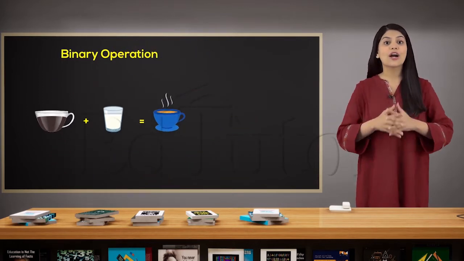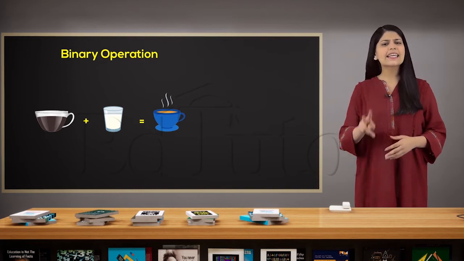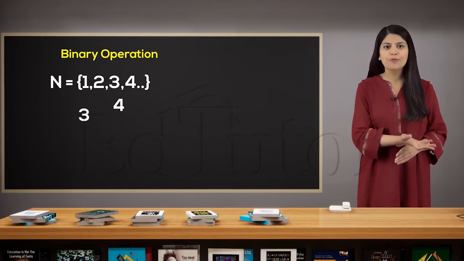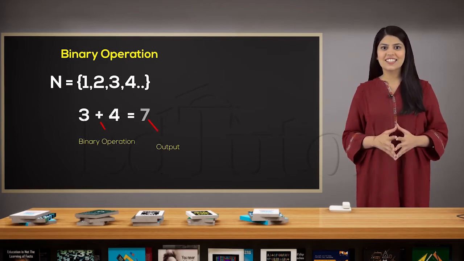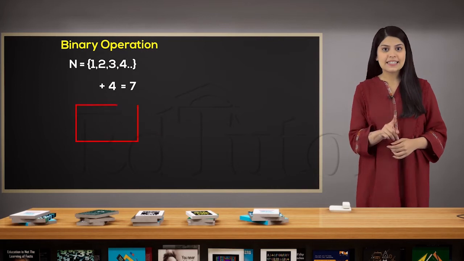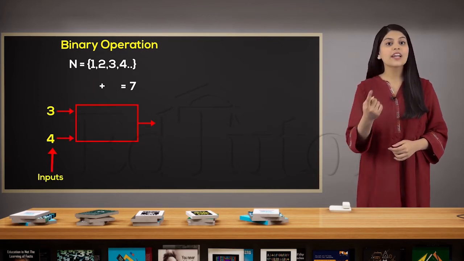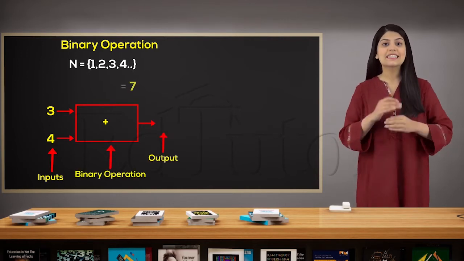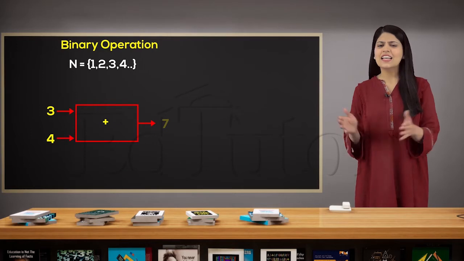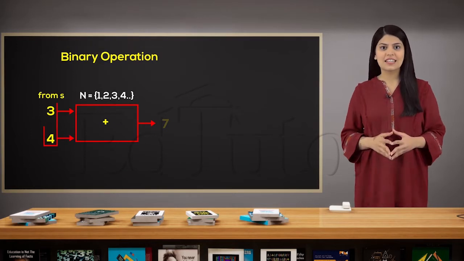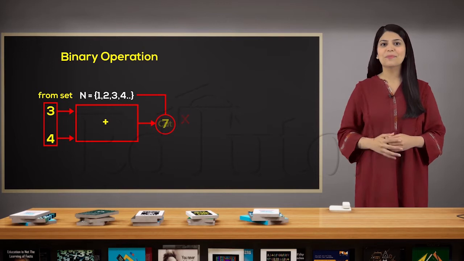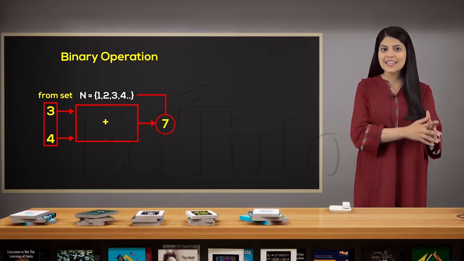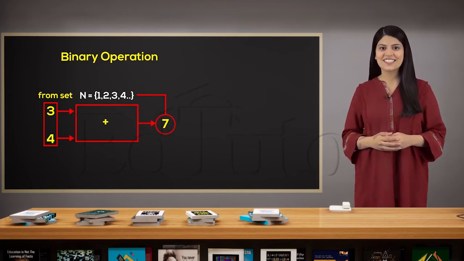Maths isn't that far off from our chai example. Take any 2 numbers from the set of natural numbers, like 3 and 4, and perform addition. You get 7. So basically, 3 and 4 were our inputs. Addition was the binary operation with the output being 7. And once again, the answer wasn't something outrageous, like the word cat, but just a number. And not any number. It belongs to the same set of numbers as the inputs, the set of natural numbers.